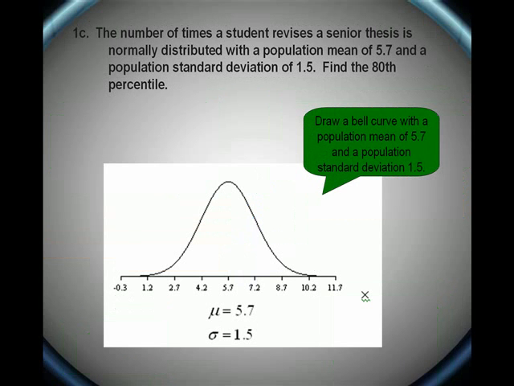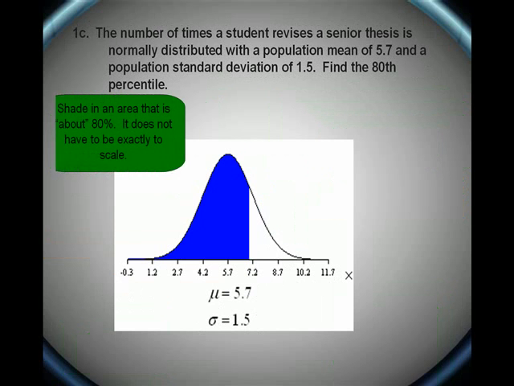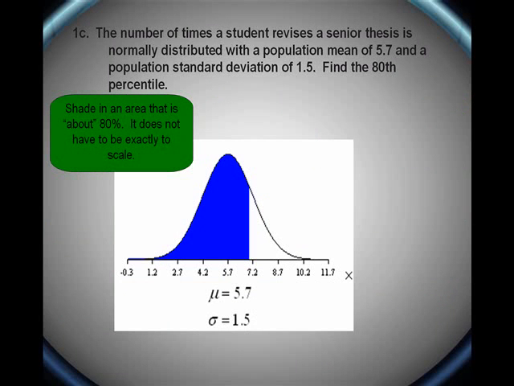Okay, for part C, we want to find the 80th percentile. Again, draw the bell curve. Now we're going to designate, in this case I've just shaded in an area that's about 80%. You might just want to draw a line there and draw arrows. But at any rate, I've somehow designated an area that's about 80%.